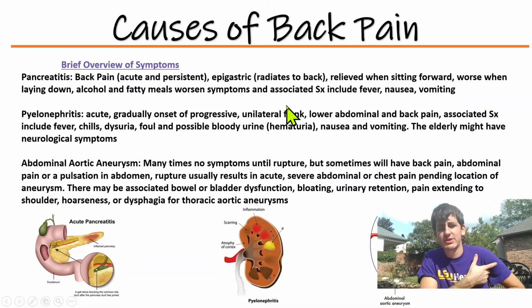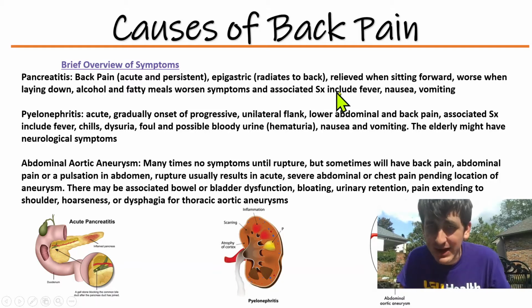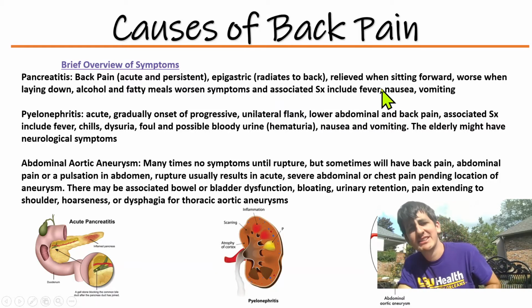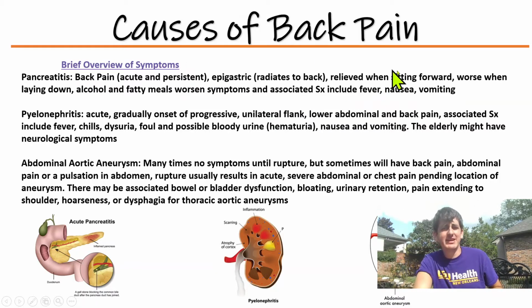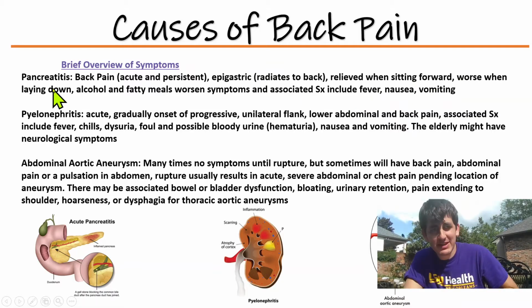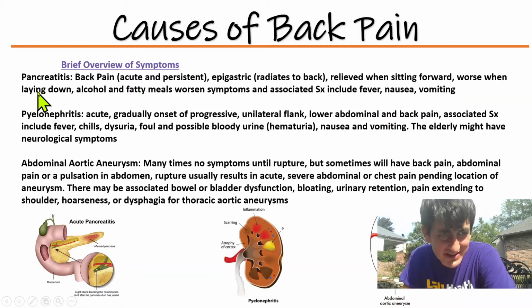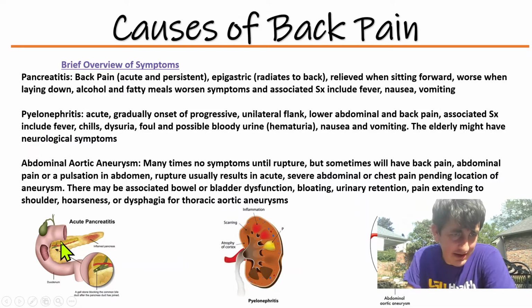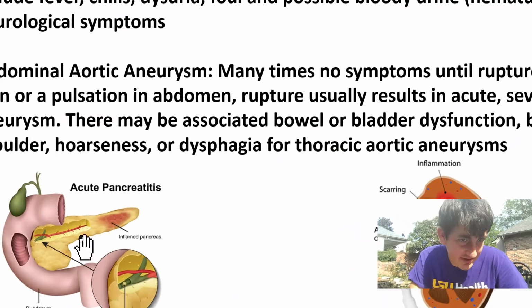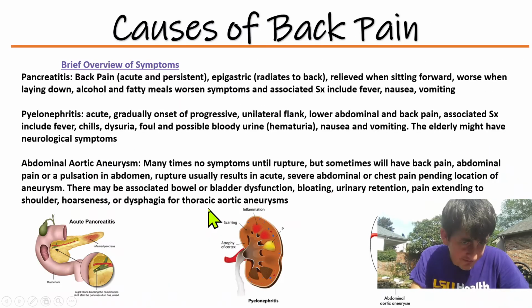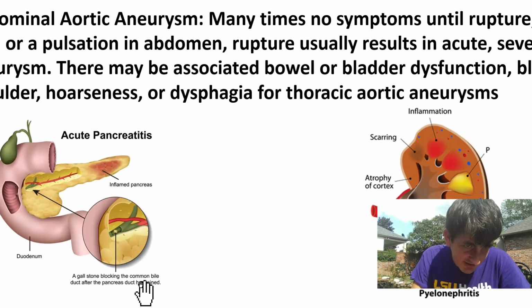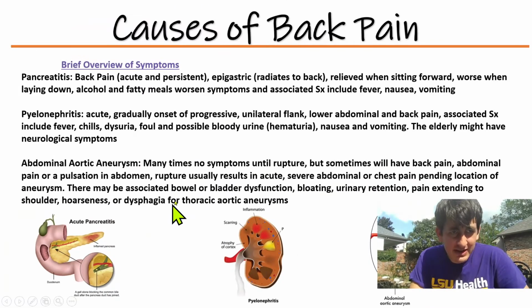Alcohol and fatty meals worsen the pain. And you might have fever, nausea, vomiting. So, this is going to be easy. You run some lab tests, lipase, amylase, digestive enzymes, and you can usually figure that out. Here's your pancreas, right? Inflamed. Usually a gallstone is blocking the common bile duct and pancreatic ducts. Here's the pancreatic duct, the common bile duct, and there's blockage.